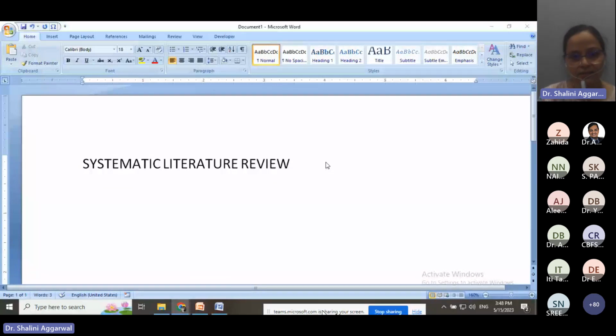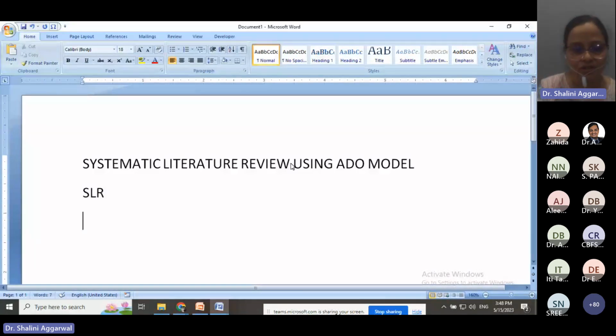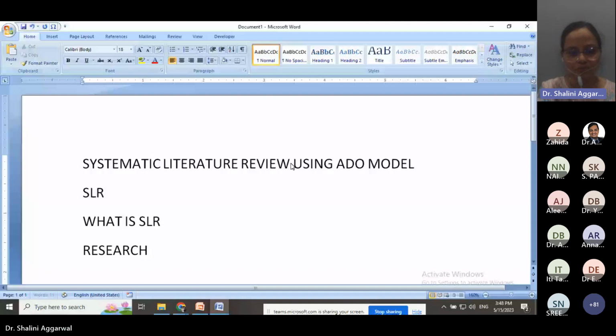And I'll be giving you hands-on to this topic. So the topic is systematic literature review using ADO model, right? I'll be using the short form SLR for systematic literature review. So let's understand what is SLR and how it is different from the research paper. So we have two categories. One is the systematic literature review and another is the research paper.